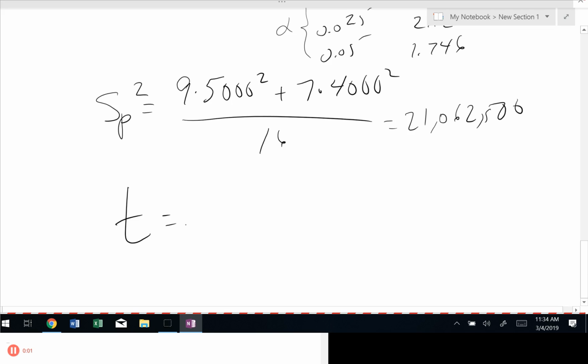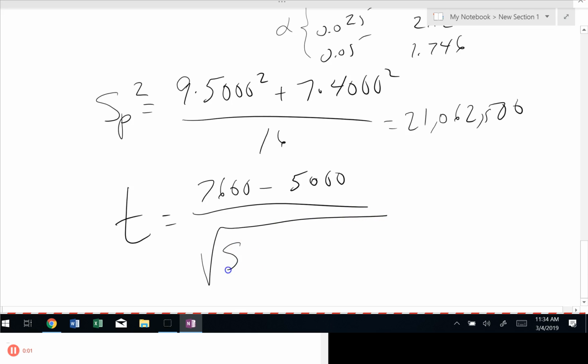Okay. All right, so we're checking to see if B is bigger than A. So we'll do the mean for B, 7,600, minus the mean for A, which is 5,000, and make a really scribbled mess there. And then divide by the square root of your pooled variance times 1/10 plus 1/8.